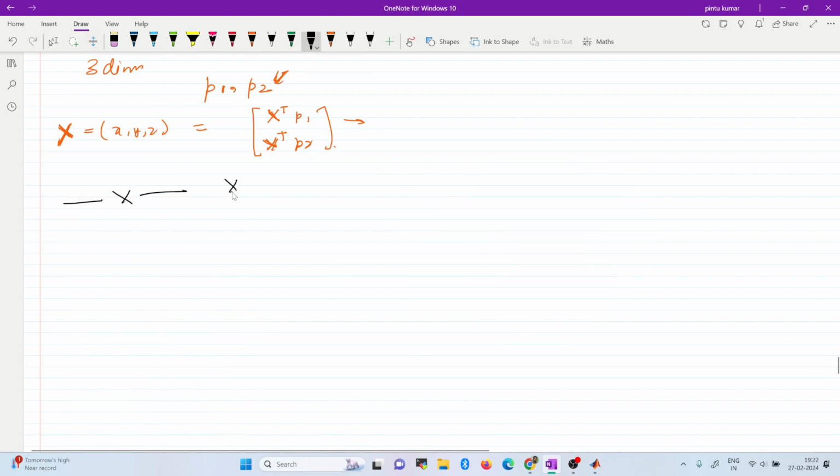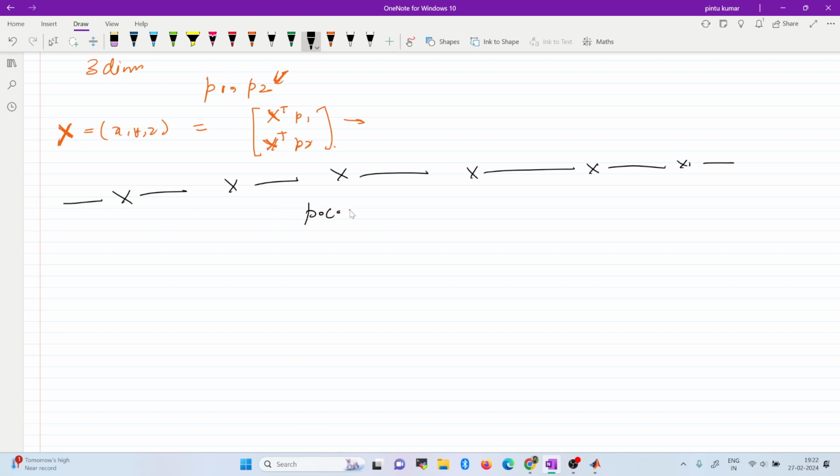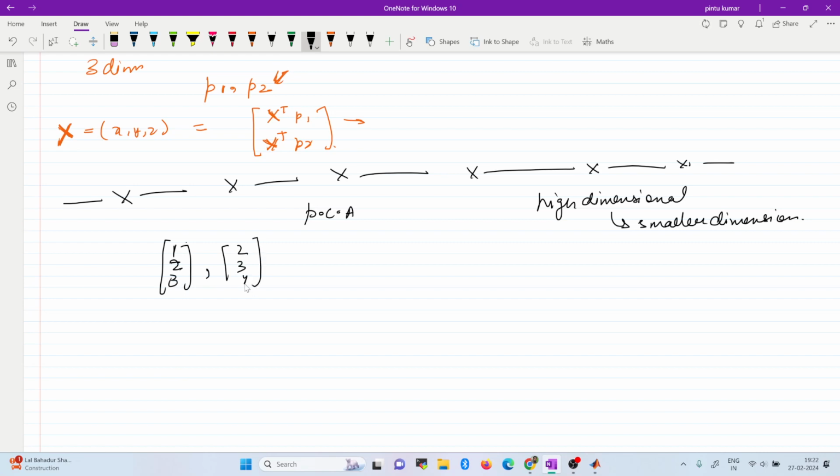So first of all, why we do principal component analysis is, let's say we have some high dimensional data. We want to store it in some smaller dimension. Now, let's say you have some vector 1, 2, 3, and you have another vector 2, 3, 4, right?